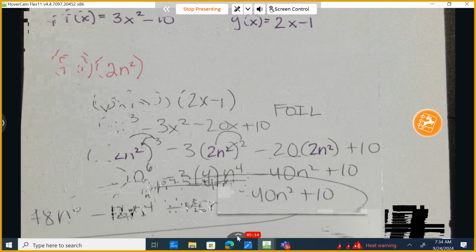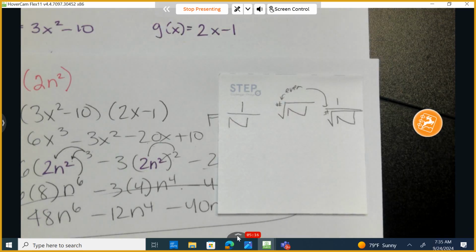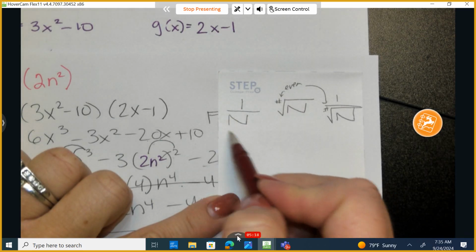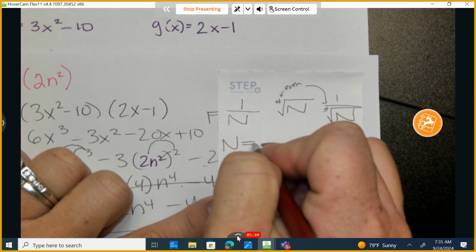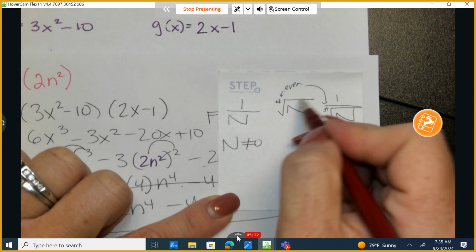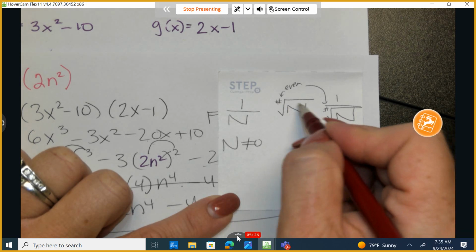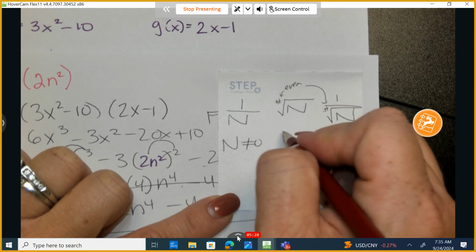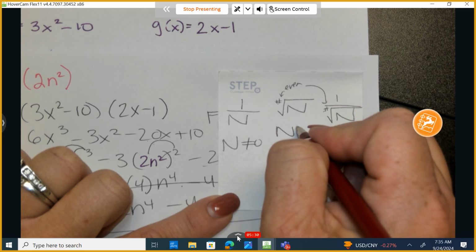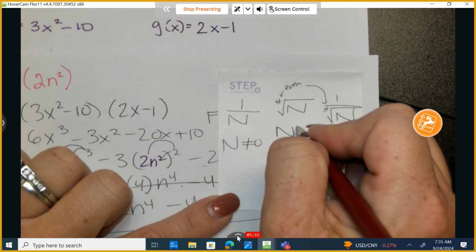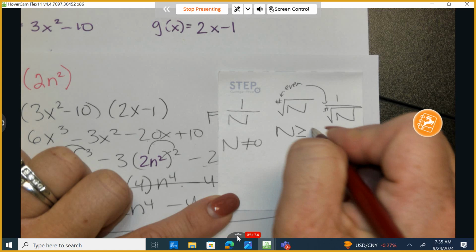Let's review the 3 rules from Unit 3 about domain. Whenever we have a quantity in the denominator, remember the denominator can never equal 0. When we have a radical and the nth root is even, 2, 4, 6, and so on, then the quantity inside, when this is in the numerator, has to be what? Is it greater than or equal to, or just greater than? It's greater than or equal to.